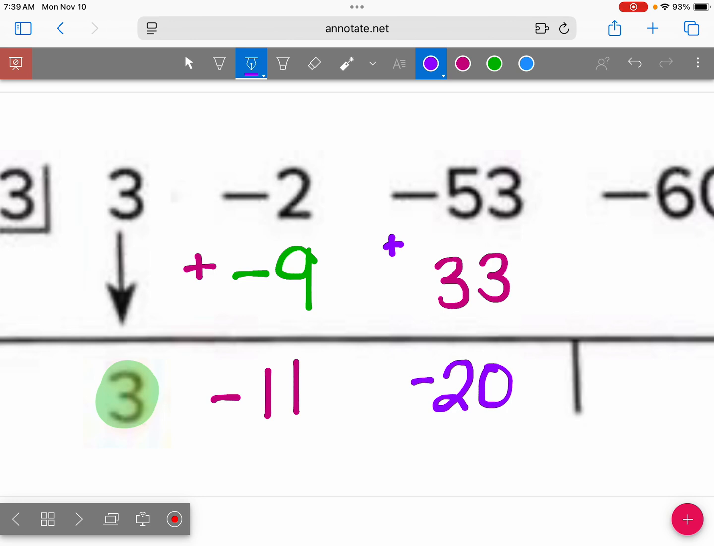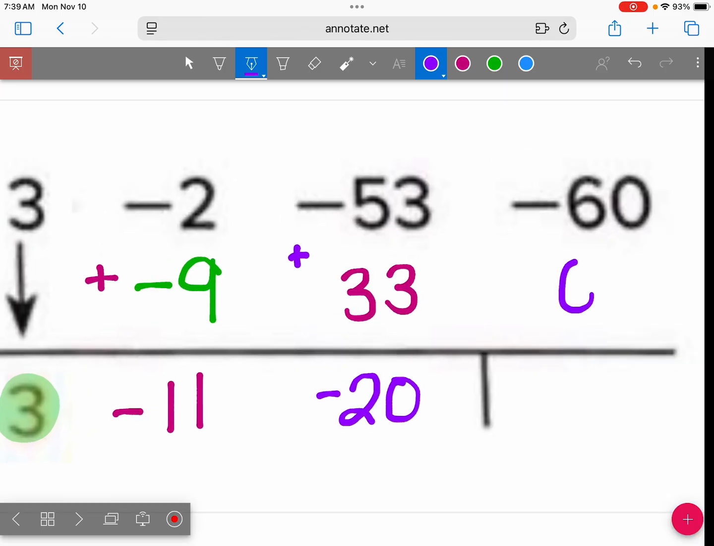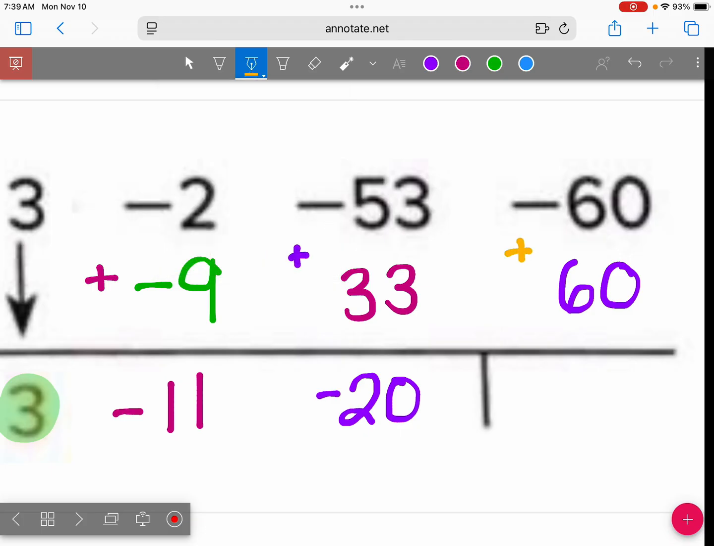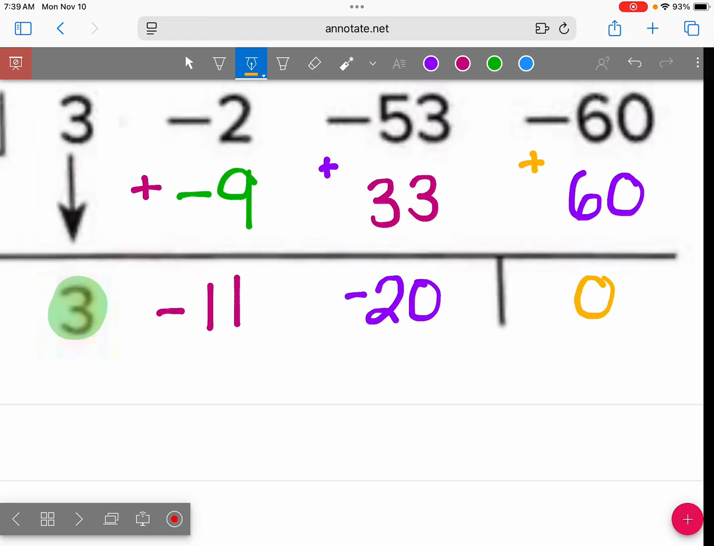One more time. Bottom times the left and put it under. -20 times -3 is going to give us a positive 60. And when we add those together, -60 plus 60 gives us 0. This last term, whenever we're doing synthetic division, is always going to be our remainder. Every single time, that's our remainder.